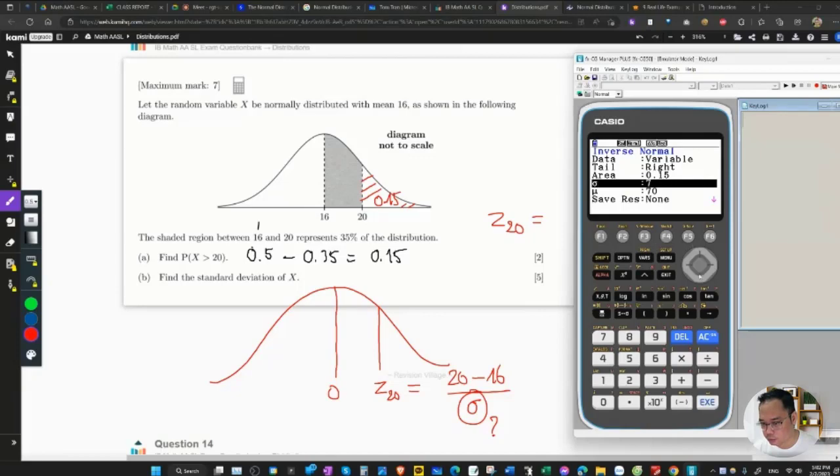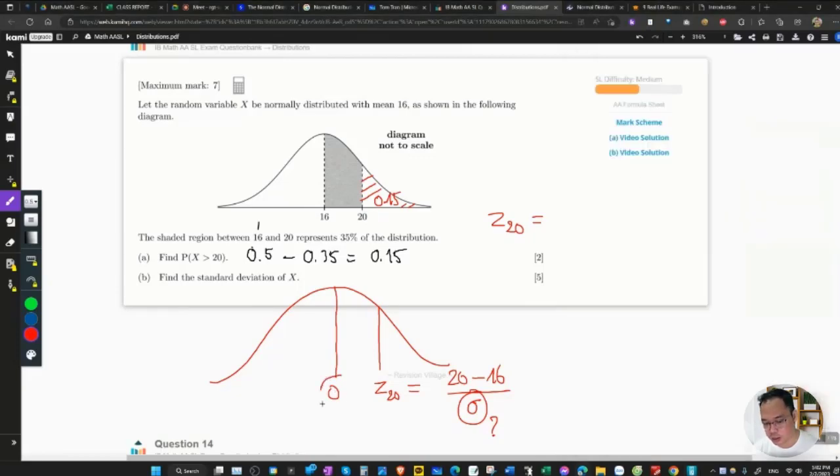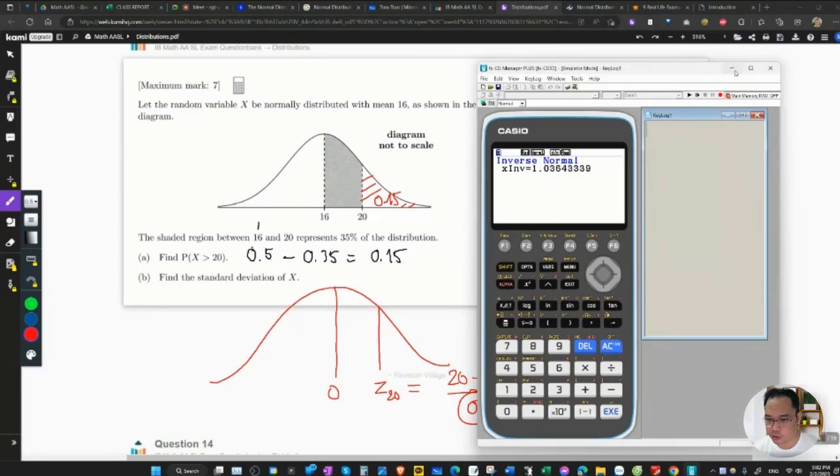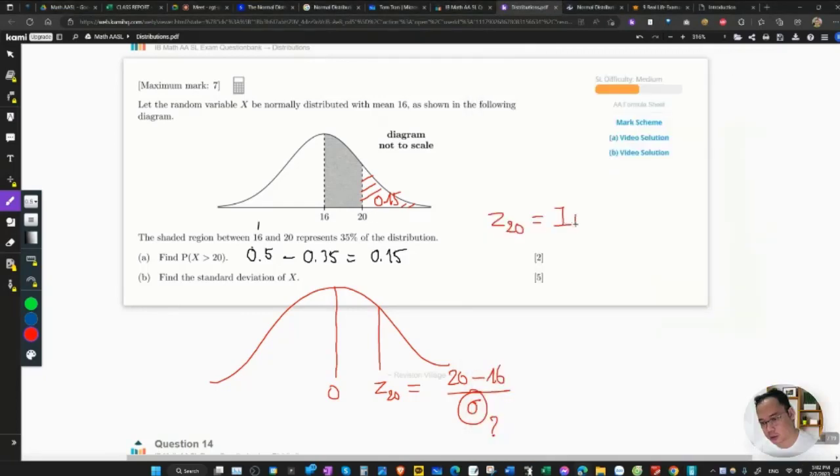And the mean mu here is chosen to be 0, the middle here. Yes, chosen to be 0, and the standard deviation must be chosen to be 1. So that the inverse normal z-score for 20 is 1.0364. Inverse normal, 0.15, standard deviation is 1, the mean is 0, and that equals 1.0364, as many digits as possible.